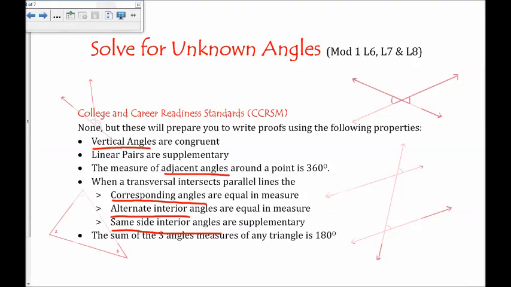All right, this video was about solving for unknown angles and introducing you to some important properties that we will use in future lessons with proofs.